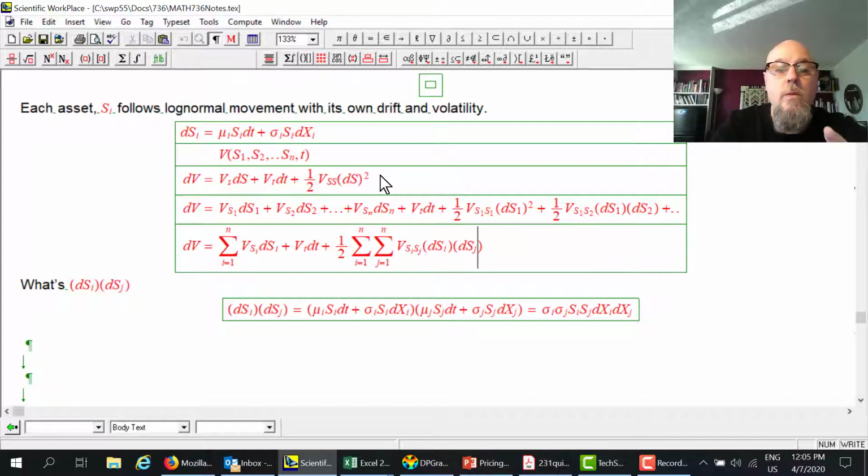In the one-dimensional case that was already done, dS squared, we ended up squaring this piece. When we squared that piece, we got some dt squared, too small, power of dt bigger than 1. We got some dt's and dx's, that was like dt to the power of 1.5, too small, got rid of. And we got some sigma squared S squared dx squared. And dx squared, quadratic variation, turned into dt, and we kept that. So in the one-dimensional case, we replaced this dS squared with our sigma squared S squared dt.